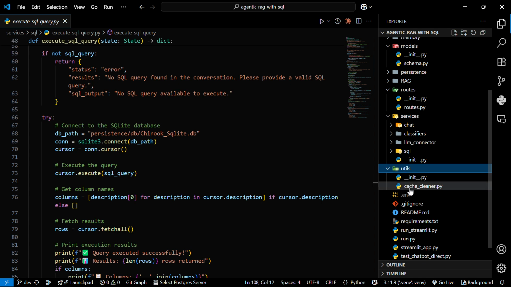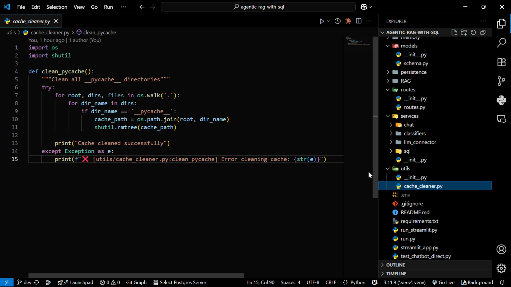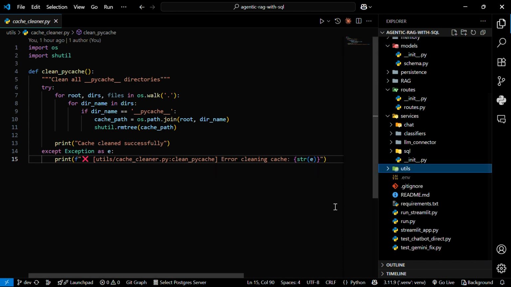And util is basically some cache scripts that I've written. This is nothing important. So let me run it for you.